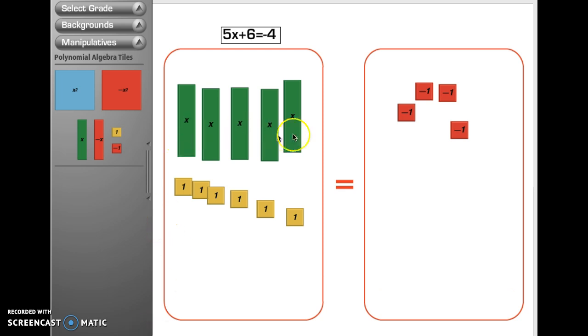The next problem we have is 5x plus 6 equals negative 4. So I've got our 5x values plus our 6 units equal to negative 4. If I want to get our x values by itself, how are we going to get rid of the positive ones here? We need to create 0 pairs so that they disappear. So I'll need to bring out 6 negatives to make 6 0 pairs.